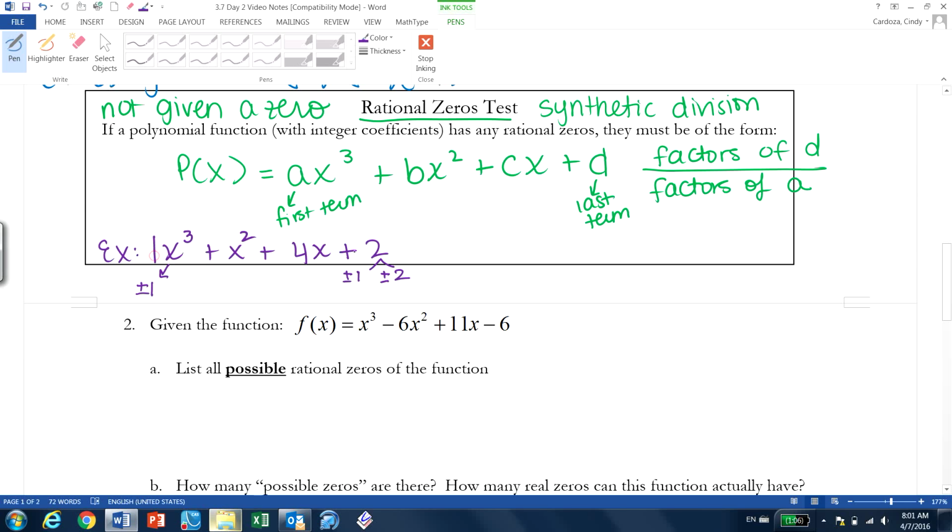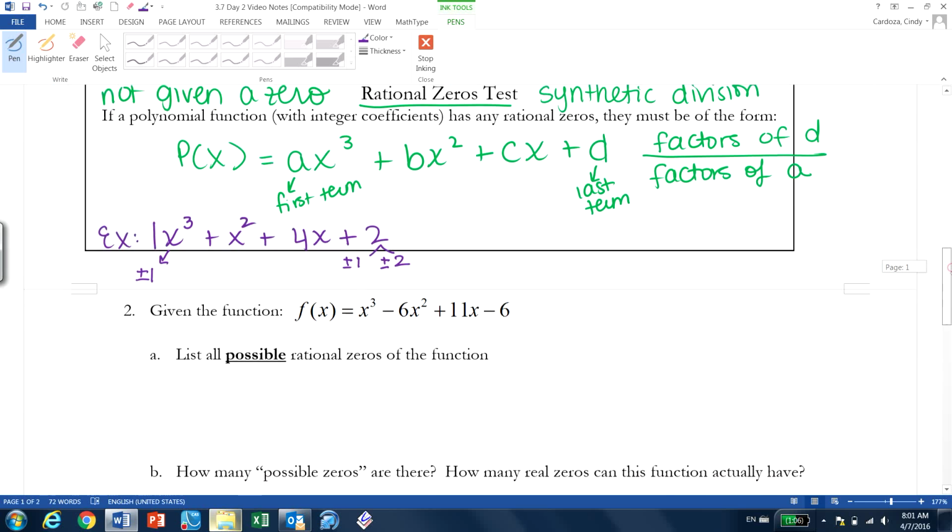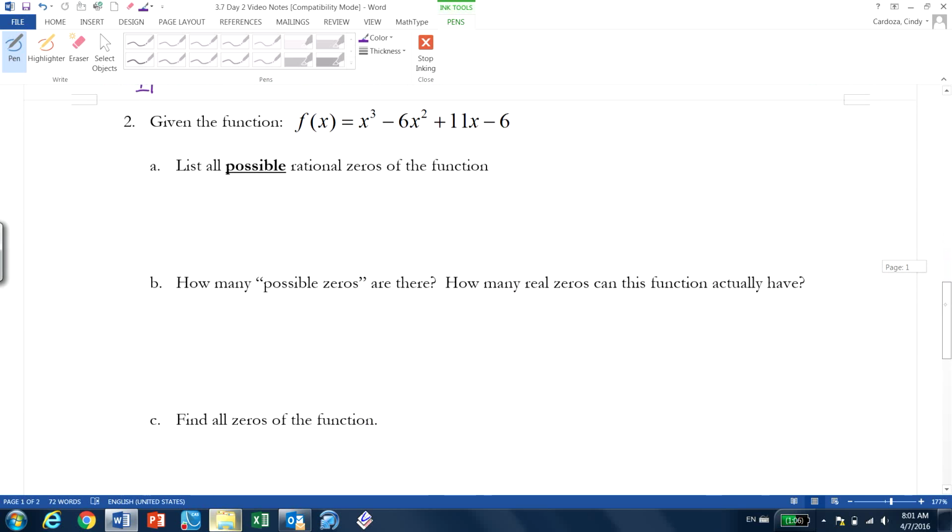Okay, and I'm looking at these coefficients. So what multiplies to give me 2? Only 1 and 2. What multiplies to give me 1? Only 1. So when I list these, let's go to this example on the back. List all the possible rational zeros of the function. So I'm going to list all the factors of 6. 1, remember 2 times 3 would give me 6, and 1 times 6 would give me 6. Again, you always have to include this plus or minus in front, okay?